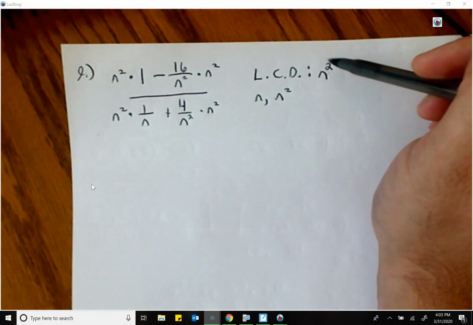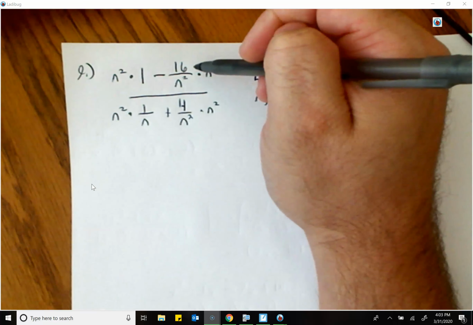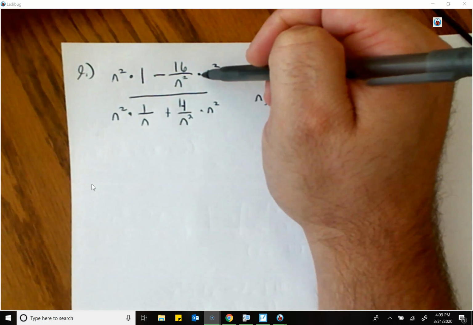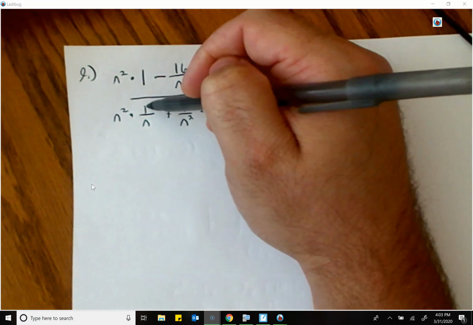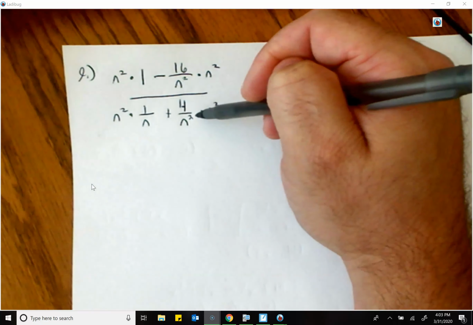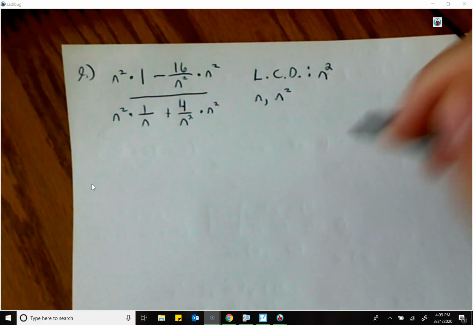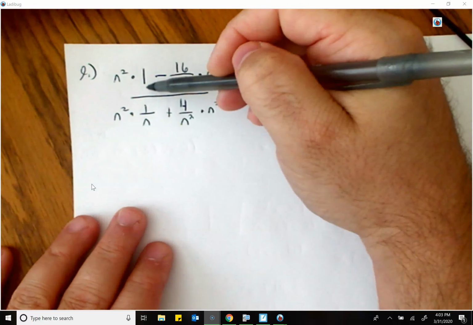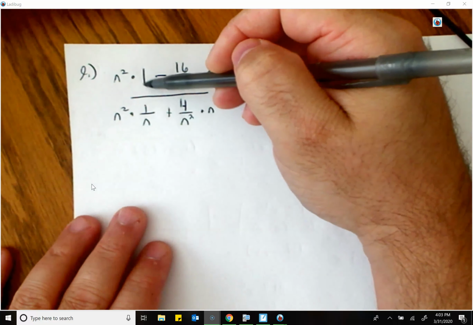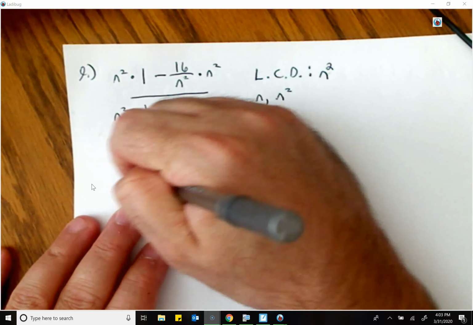So we're going to play Oprah, and everyone's going to get multiplied. The 1 got multiplied by n squared. The 16 over n squared got multiplied by n squared. The 1 over n gets multiplied by n squared, and 4 over n squared gets multiplied by n squared. Again, the purpose of this idea is to clear the fractions. Since there's no denominator right here, there's no simplifying, so n squared times 1 gives us n squared.